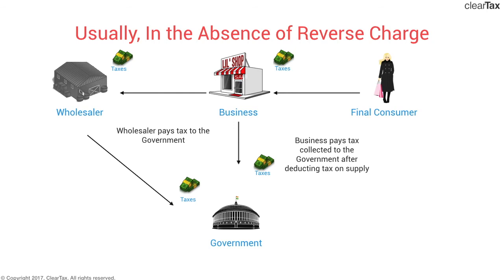The wholesaler sells goods to the business. The wholesaler collects tax from the business. The wholesaler remits this collected tax to the government. The business collects tax on sales from its final consumer. It pays the output tax to the government after deducting the input tax paid on supply. This is how the normal tax flow, the cash flow related to taxes, works in the normal situation.